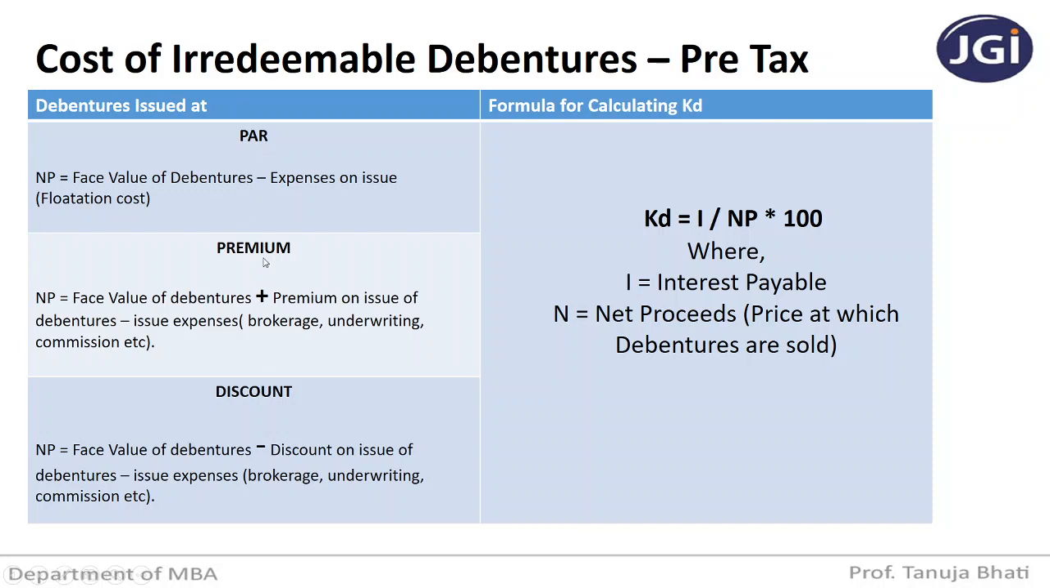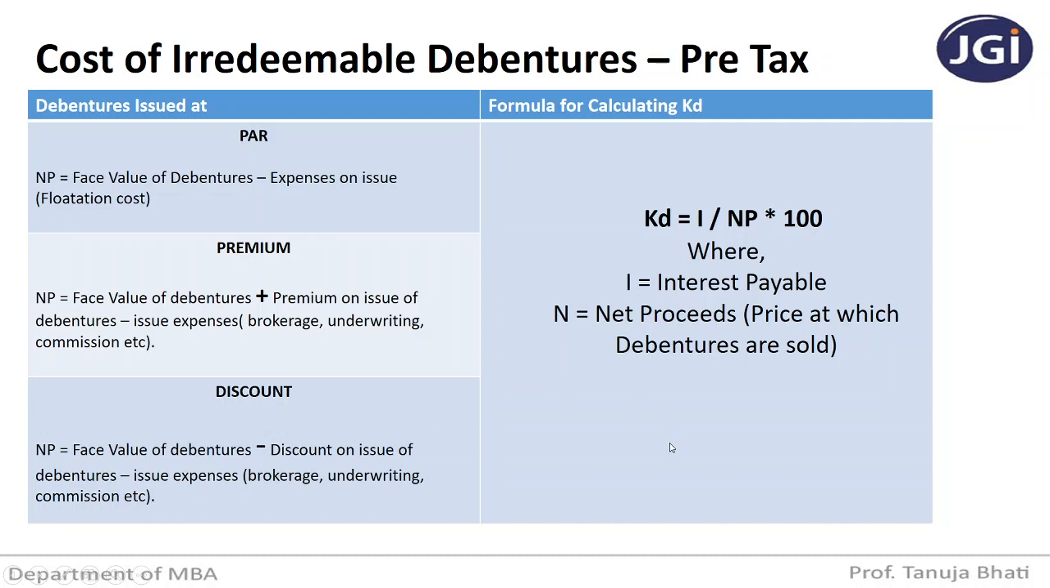Now where the debentures are issued at premium, what is going to be the net proceeds? It is going to be the face value of debentures. See, premium means you are collecting an amount which is more than the face value. So face value of debentures plus the premium that you are collecting on the issue of debentures minus the expenses on issue. And when the debentures are issued at discount, what is going to be the net proceeds? Face value of debentures. When it is issued at discount, you are collecting an amount that is less than the face value. So obviously face value of debentures minus discount on issue of debentures minus expenses on issue, that is also called issue expenses, brokerage, underwriting, commission, etc.